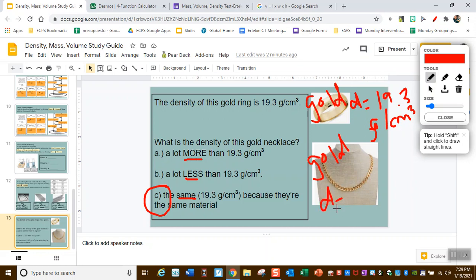So that means the density is going to be the same. It does not matter what the shape is. The density of gold never changes, okay?